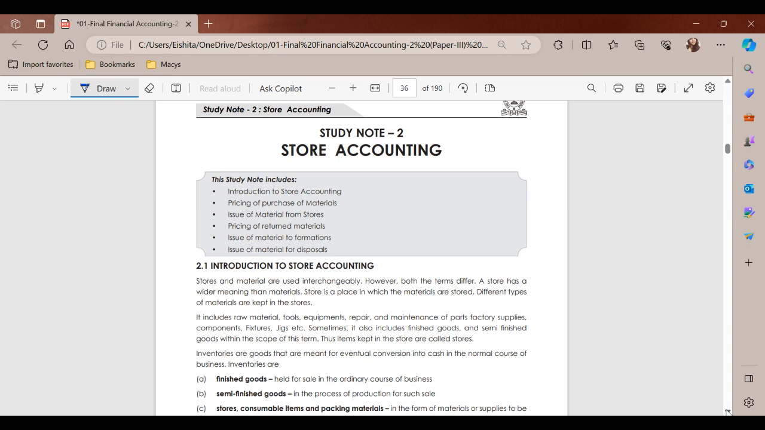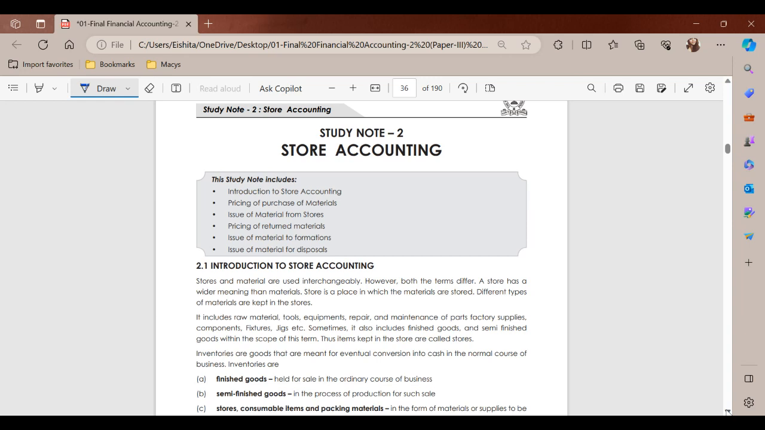But having a decentralized store is a costly process. Companies spend a lot of money managing the stores. Each workshop will hold its own material. So holding the material in a decentralized process is costly in a Hero Honda kind of setup.